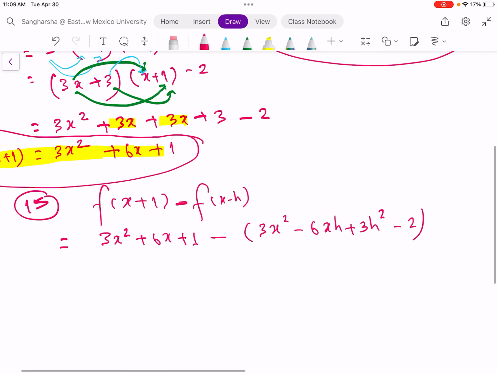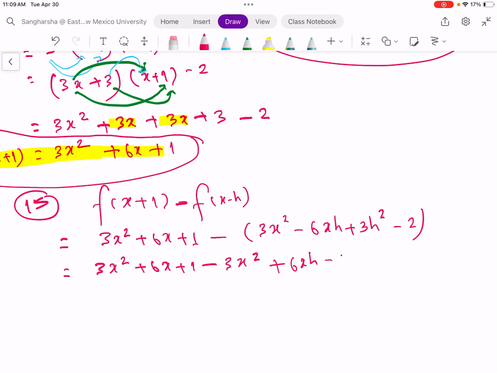And make sure you have inside the parentheses. Now we distribute negative and look for the like terms. So this is 3x squared plus 6x plus 1, negative times positive 3x squared, negative 3x squared, negative times negative 6xh, positive 6xh, negative times positive 3h squared, negative 3h squared, negative times negative 2, that is positive 2.